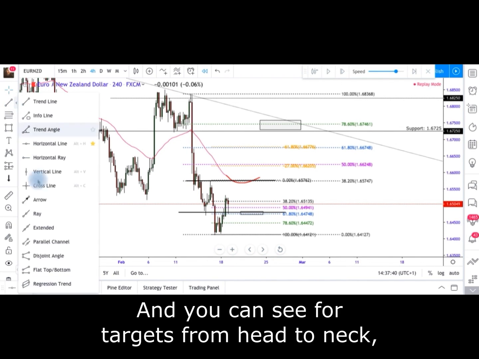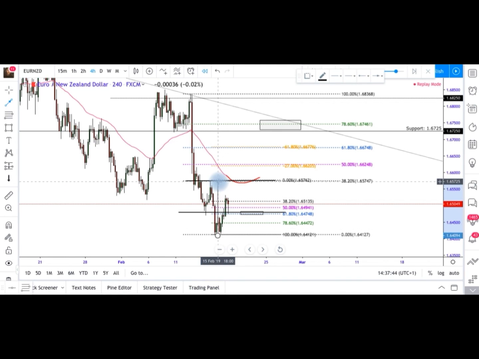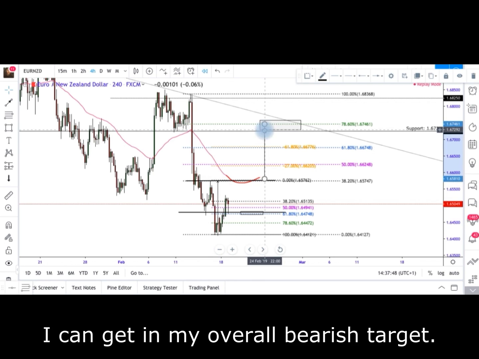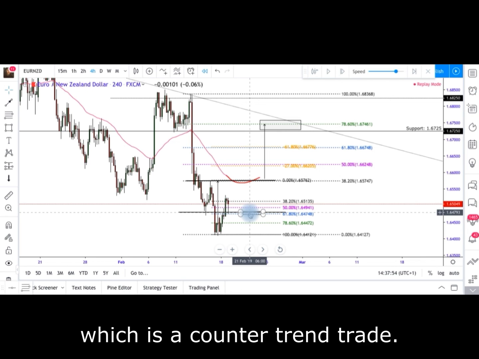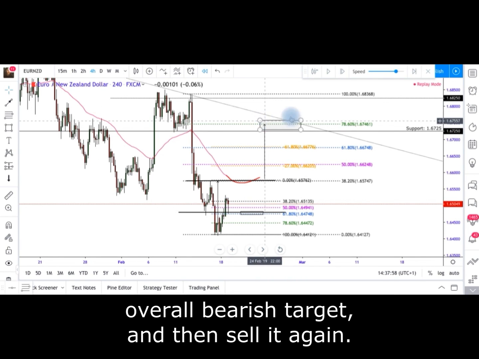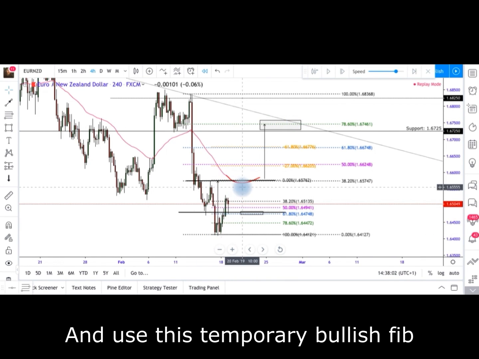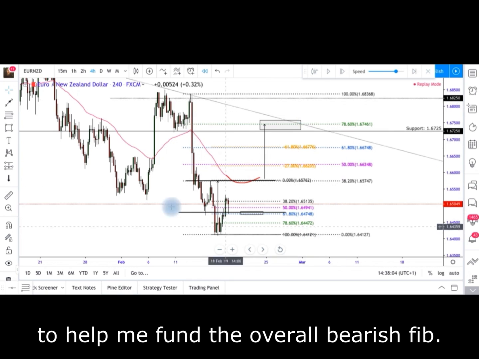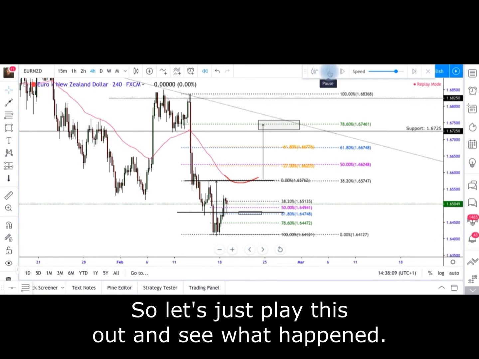And you can see for targets, from head to neck, I can get my overall bearish target. So I can trade it here long as a bullish trade, which is a counter trend trade. And I can trade it up to the bearish target, the overall bearish target, and then sell it again. So buy it from here, sell it from here, and use this temporary bullish fib to help me find the overall bearish fib. So let's just play this out and see what happened.